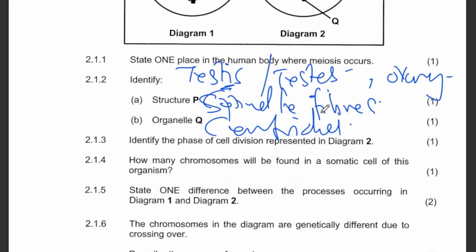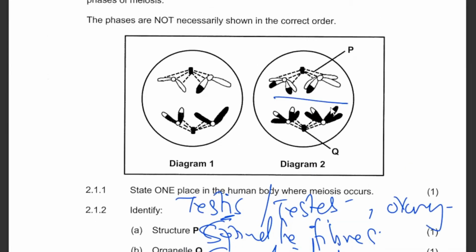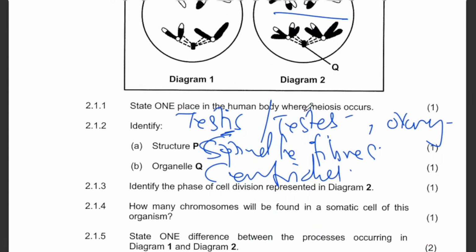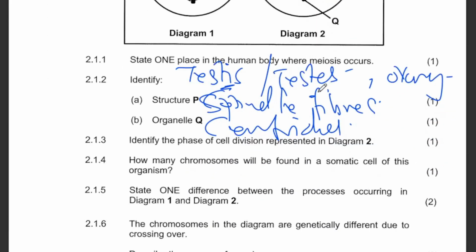Structure Q, we say it is the centriole. Identify the phase of cell division being represented. I showed you, it is being represented by Diagram 2. Remember there is a space here, I told you to rotate it. Since these are chromosomes, they are still together. We talk about chromosomes, therefore they are still double, meaning that these homologous chromosomes are separating apart. So it is anaphase. Since they are still double, it is anaphase 1.